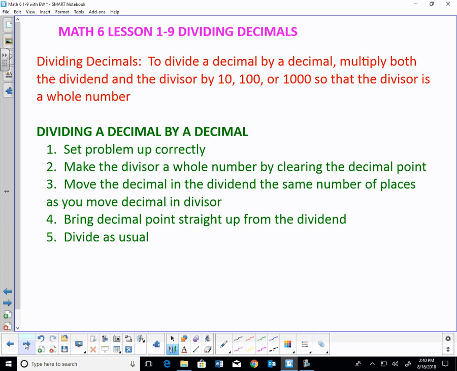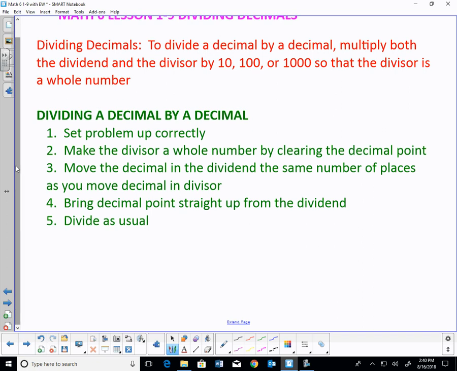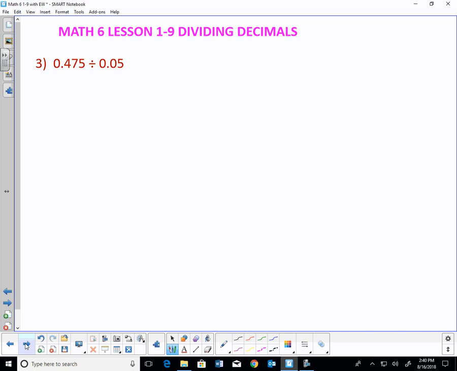So, to divide a decimal by a decimal, you must set up your problem correctly. Make the divisor a whole number by clearing the decimal point. Move the decimal in the dividend the same number of places as you moved the decimal in the divisor. Bring the decimal point straight up and then divide like normal. Let's do a couple of examples to make sure you're understanding. I have 0.475 divided by 0.05. First thing I need to do is, if I was going to write this number, it would look like this.